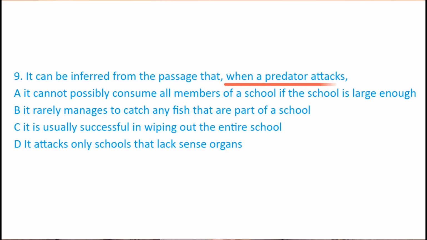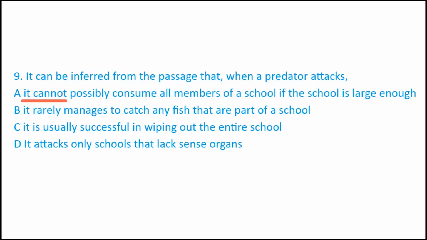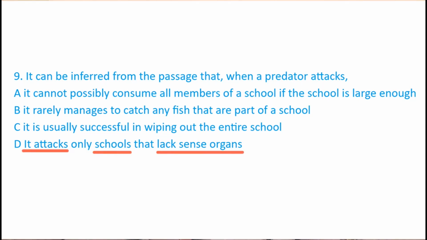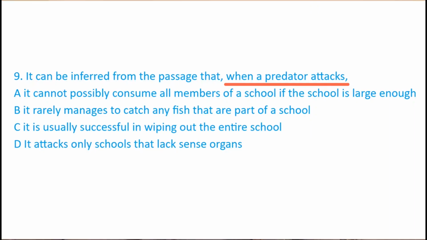First, skim through the question and get some keywords: when a predator attacks. Then check the answer choices. A. It cannot consume all members of the school if it's large. B. It rarely manages to catch any fish part of the school. Here, rarely means seldom. C. It's successful in wiping out the entire school. D. It attacks schools like sense organs. After reading all the answer choices, you know they are all about what happens after a predator attacks.